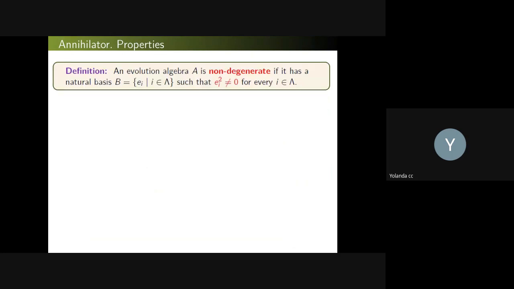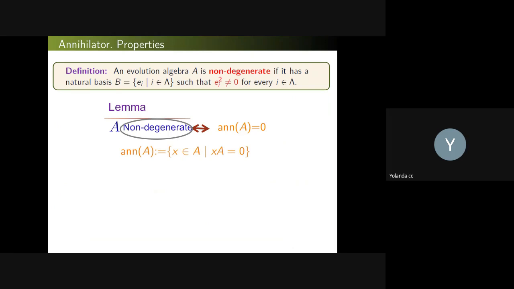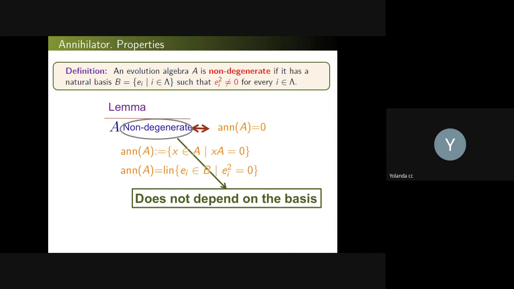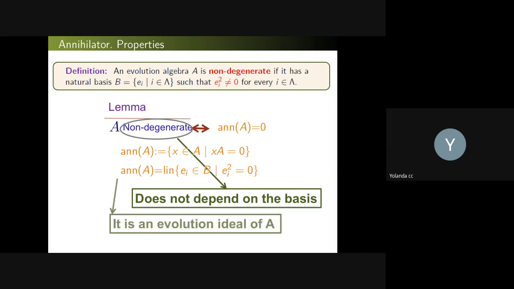At this point, we will focus on those elements whose square is 0, non-degenerate, as we said before. Concretely, we say that an evolution algebra is non-degenerate if the square of each element of the basis is different from 0. At first, we might think that this definition depends on the natural basis, but thanks to this characterization in terms of the annihilator of the algebra, we will say that this definition is independent of the chosen natural basis. The annihilator of an algebra is the set of elements that annihilate the algebra. So this definition doesn't depend on the basis, and this is an evolution ideal. It's easy to check this property.